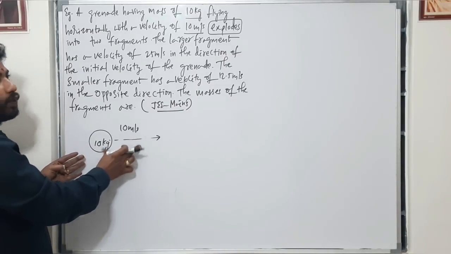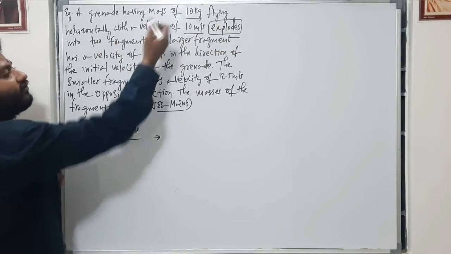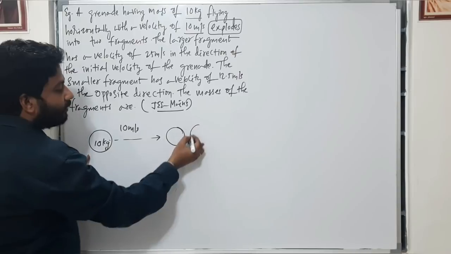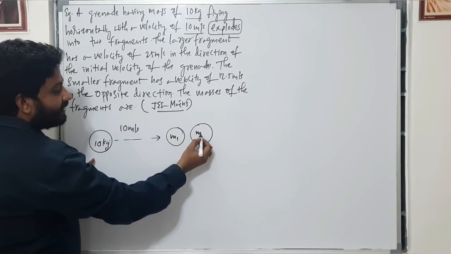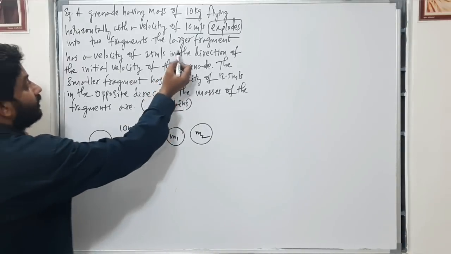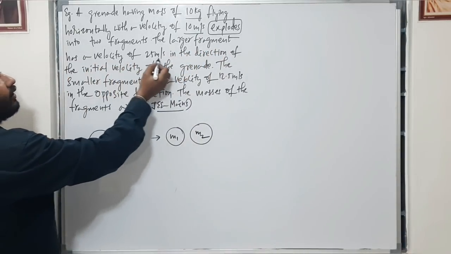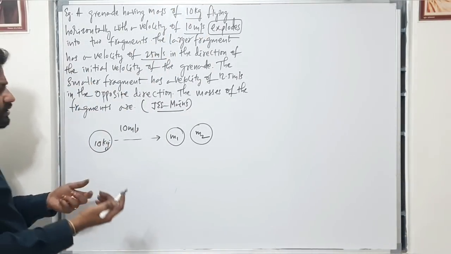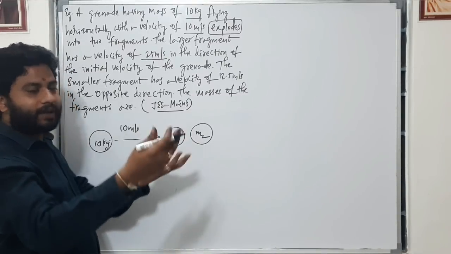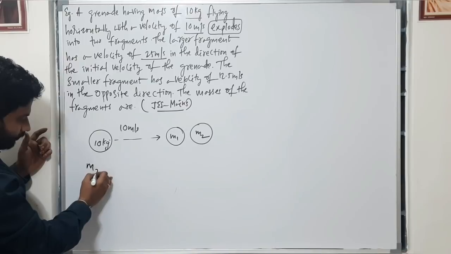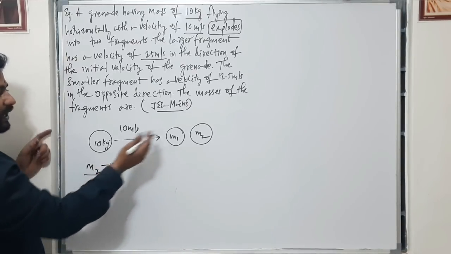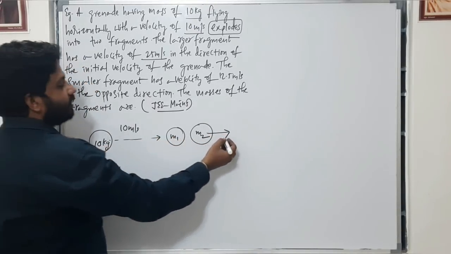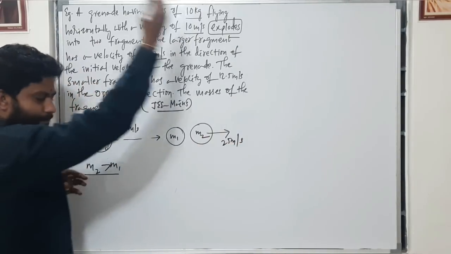That's before explosion, and it is exploding into two fragments, right? So this 10 kg is exploding into two fragments. Here you can see that's M1 and this is M2, right? And the larger fragment has a velocity of 25 meter per second and is moving in the direction of the initial velocity. Imagine, mine is larger fragment M2. So I have imagined that M2 is greater than M1. The larger fragment M2 is moving in the direction of the grenade velocity, at 25 meter per second speed.